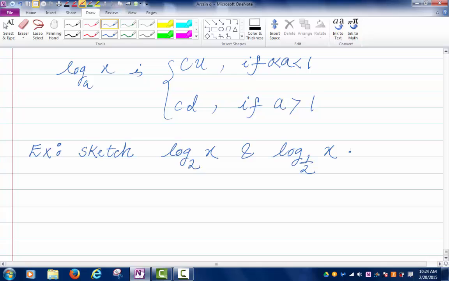What else do I need to come up with the graph? I need to know what's happening at 0. I need to know what's happening at infinity. And I'll let you figure that out. That's your exercise. Come up with the graphs of these two functions.